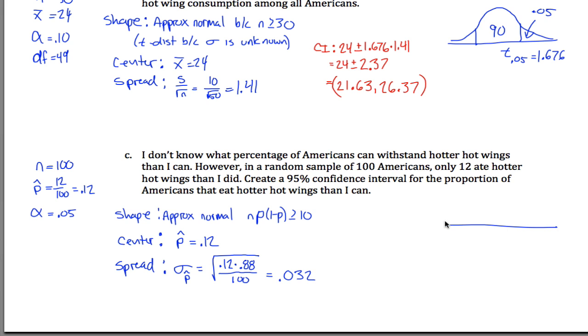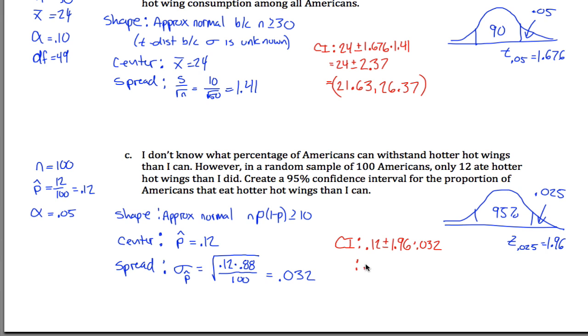Okay. Picture. I want 95% in the middle. If 95% is in the middle, that means I have 2.5% in this tail. Z sub 0.025 is 1.96. So I can create my confidence interval. The center is 0.12 or 12%. Then I want to go up and down by 1.96 of these standard deviations.